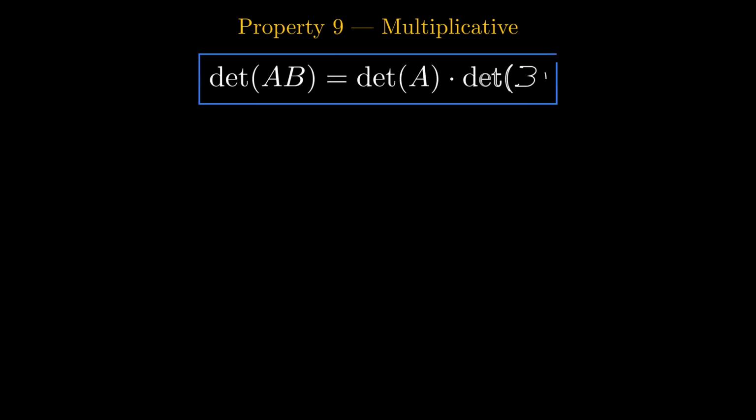For any two n by n matrices, A and B, the determinant of their product AB equals the determinant of A times the determinant of B. This is a powerful result. It converts matrix multiplication, which is a complex operation, into simple scalar multiplication of the determinants.